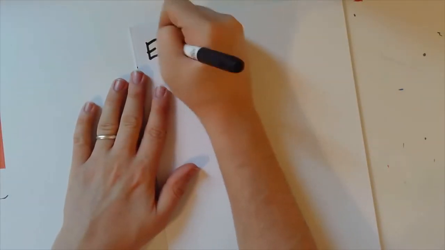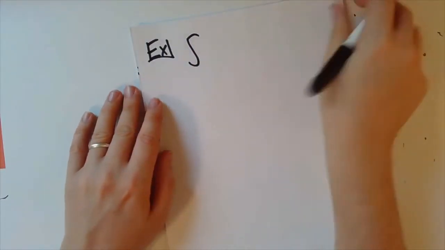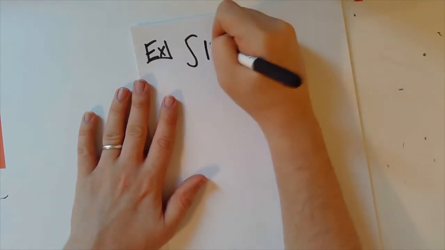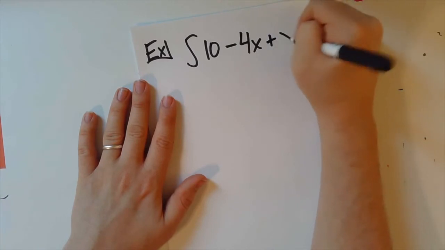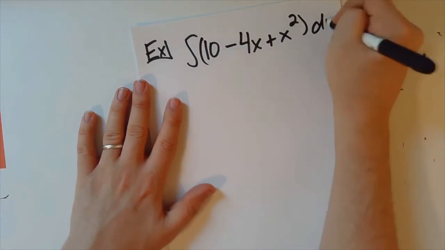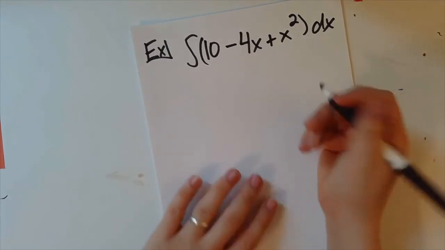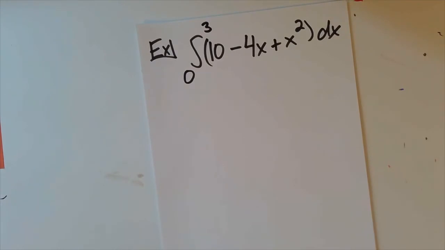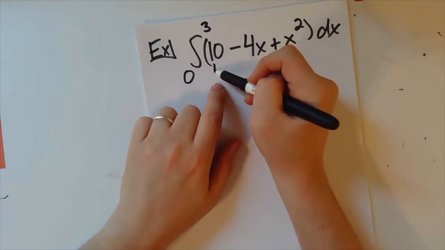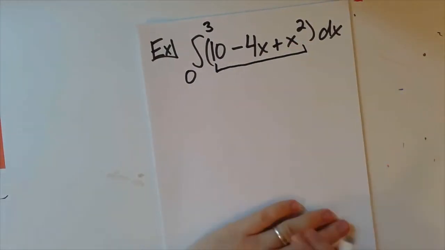What if I take the integral of 10 minus 4x plus x squared dx, and I go ahead and integrate this from 0 to 3. So here's my little f again. It's the function I'm integrating. That's the function I'm finding the area under.